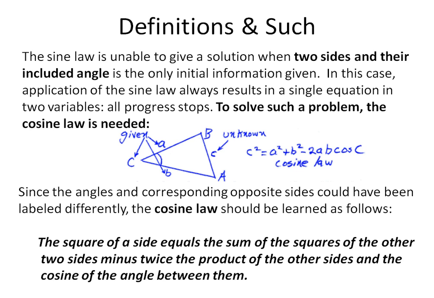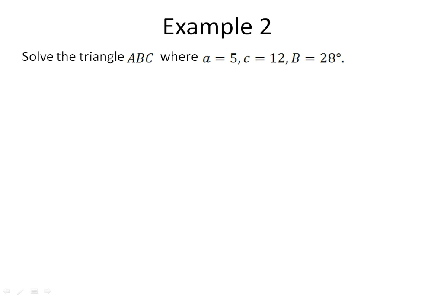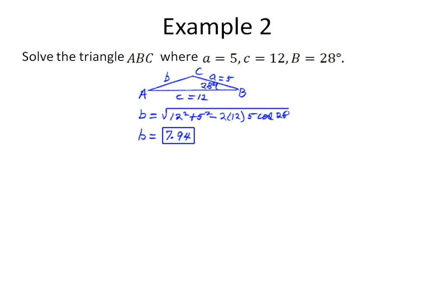Okay? So that leads us to example 2, where they want us to solve triangle ABC, where the length of a is 5, the length of c is 12, and the angle B is 28 degrees. Okay, so when we put this in here, this is what we get. As you can see, we've got the information that forces us to use the cosine law as opposed to the sine law because they didn't give us a second angle. So what we have here is the length of b is equal to the square root of 12 squared plus 5 squared minus 2 times 12 times 5 times the cosine of 28.